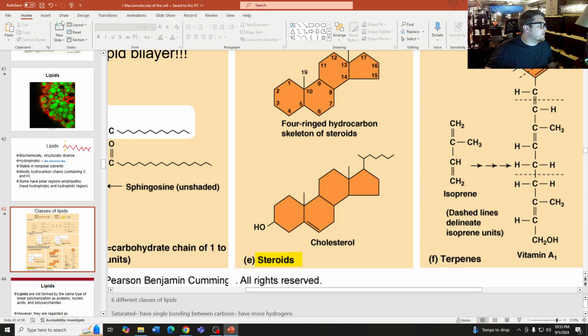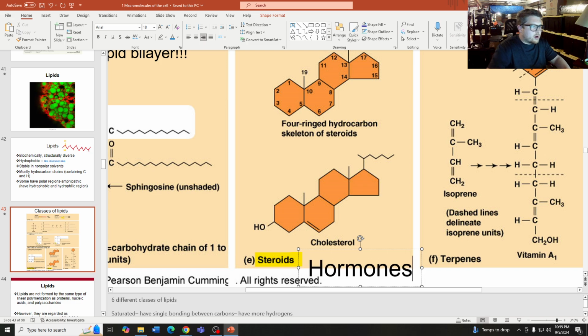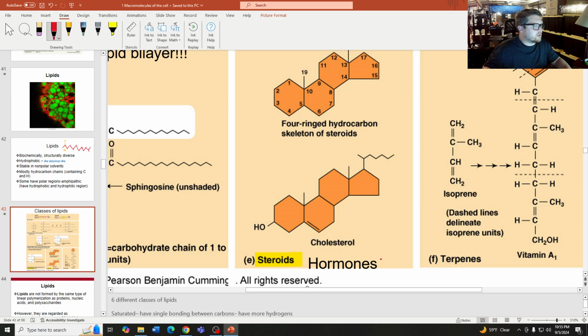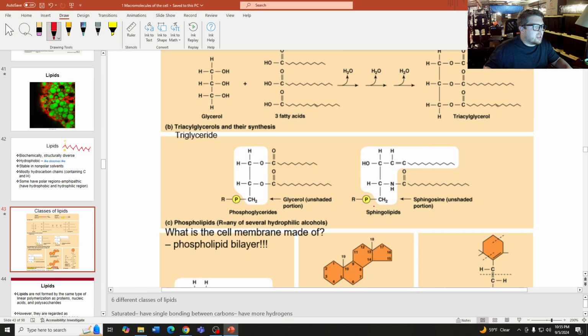Steroids, you'll hear that word thrown around quite a bit. Steroids are going to be hormones, and all of our hormones, the base of our hormones is going to be cholesterol. So we'll want to remember cholesterol really, really well. Cholesterol is always connected to steroids and is going to be connected to lots of our different hormones.